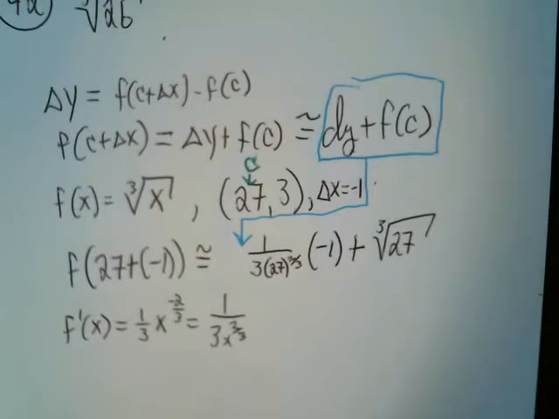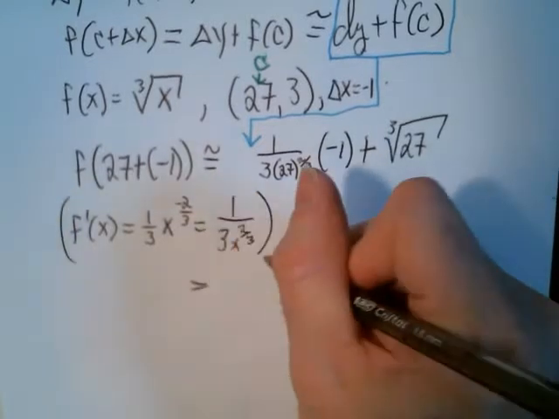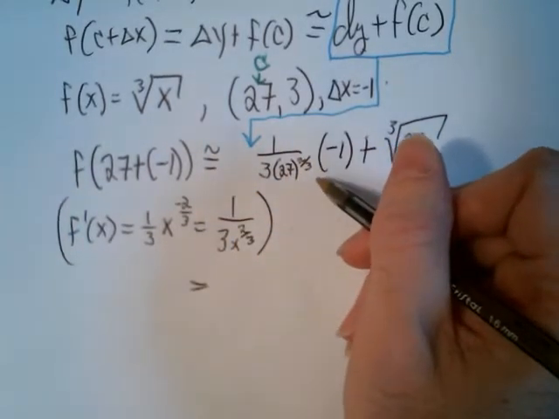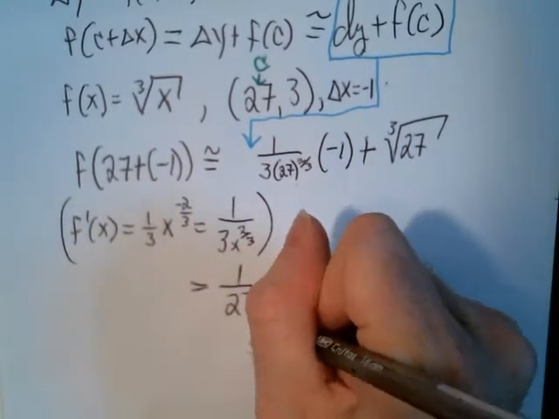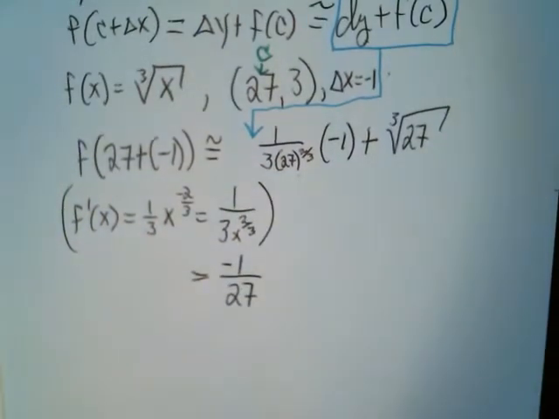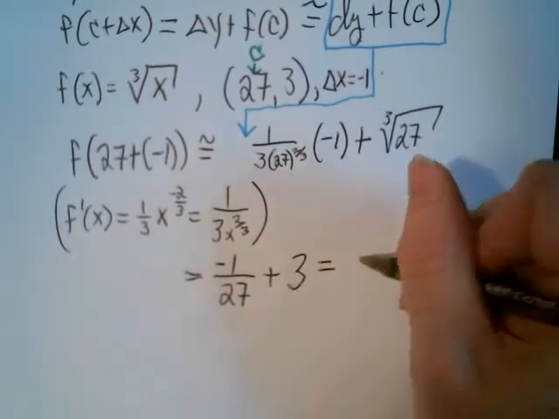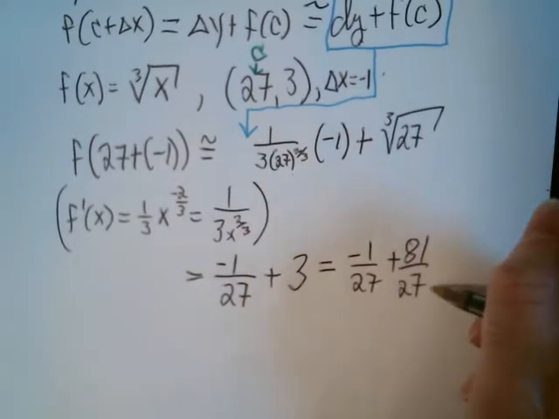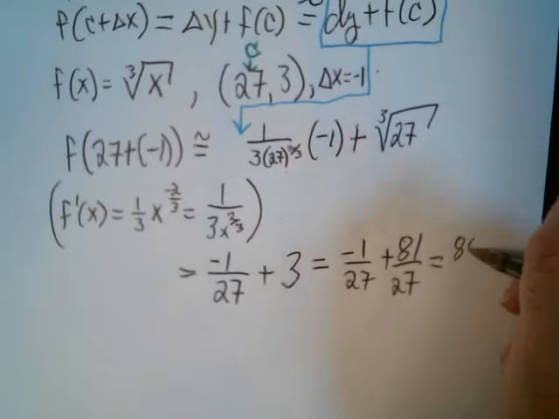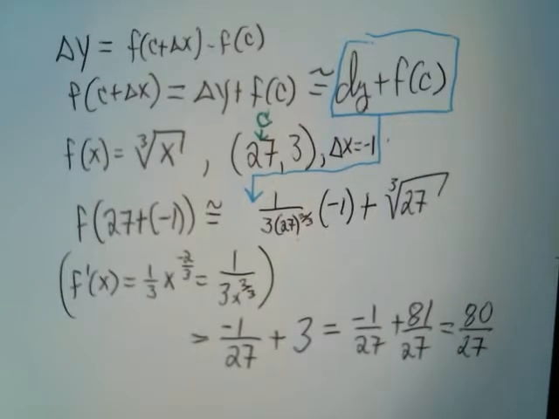The great thing about all of this is we can do this in our head. Take this and evaluate, right? So the 2/3 power of 27: the cube root of 27 is 3, and then squaring it is 9. So I have 1 over 3 times 9, which is 1 over 27, times -1 is negative. And then plus the cube root of 27, which is, of course, 3. Find a common denominator, and then add the numerators over the common denominator, and you have your approximation for the cube root of 26 without ever having to pick up a calculator.